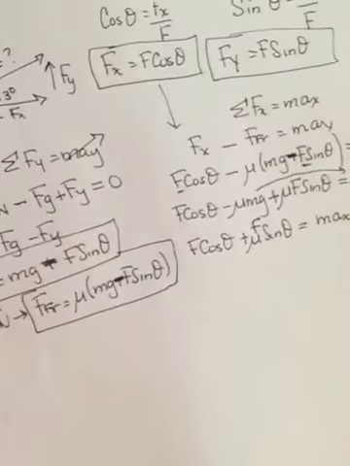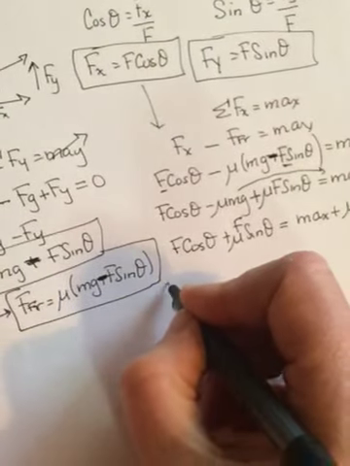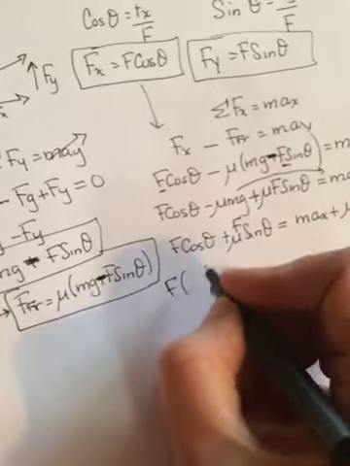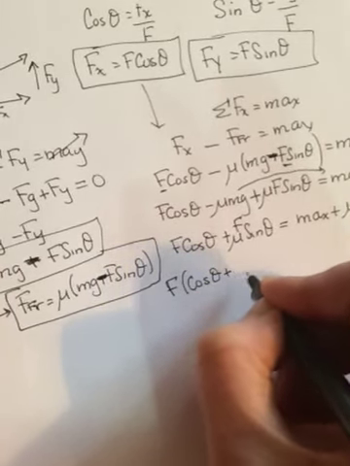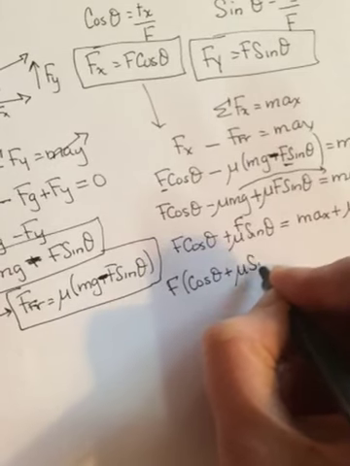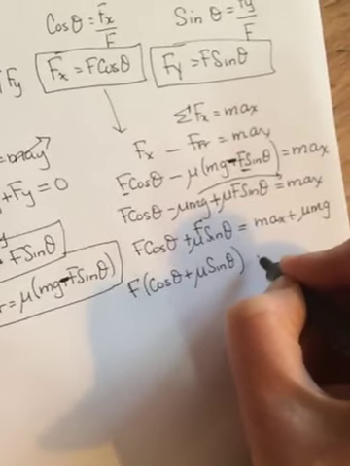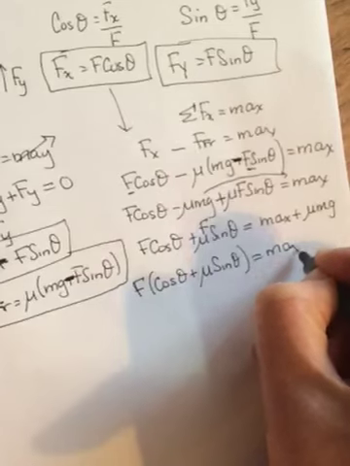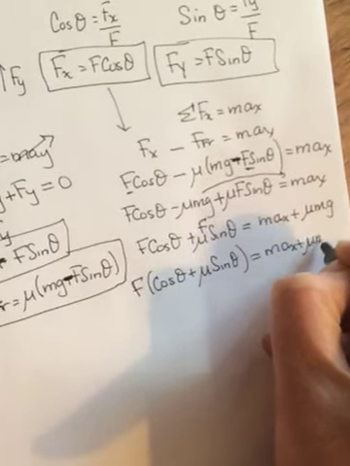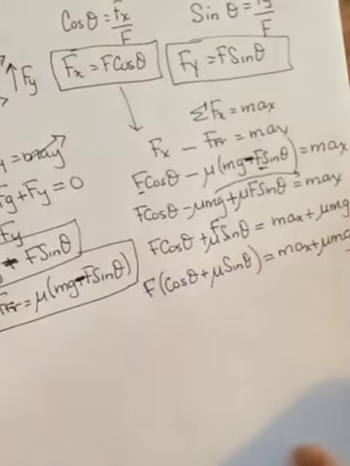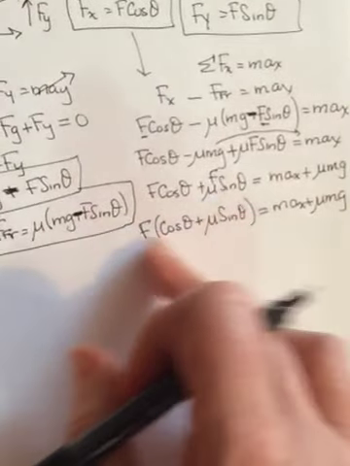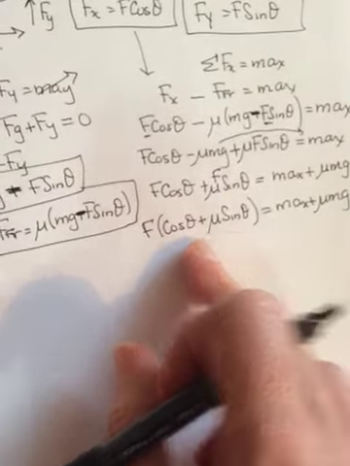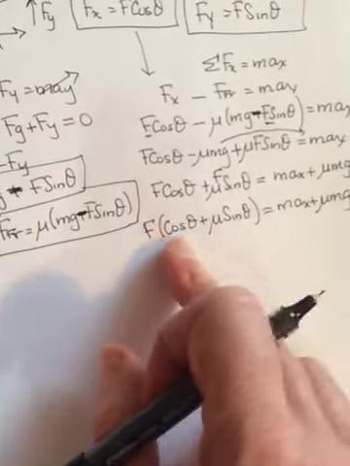All right, now you're going to factor the F out here and on this side, so it'll be F brackets cos theta plus mu sine theta. And on this side, that will equal max plus mu mg. So just like that other question where we were solving for the mass, it wasn't angled, but it was the same idea. We pulled the m out here, we're going to pull the F out.